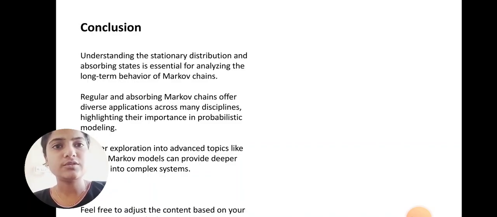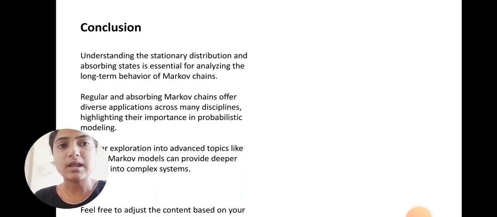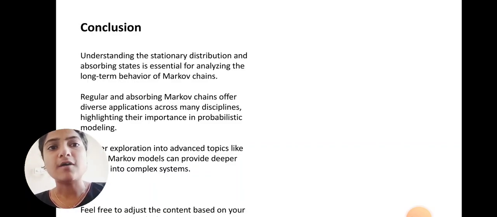Understanding the stationary distribution and absorbing states is essential for analyzing the long-term behavior of Markov chains. Regular and absorbing chains offer diverse applications across many disciplines, highlighting their importance in probabilistic modeling. Exploring advanced topics like hidden Markov models can provide deeper insights into complex systems.